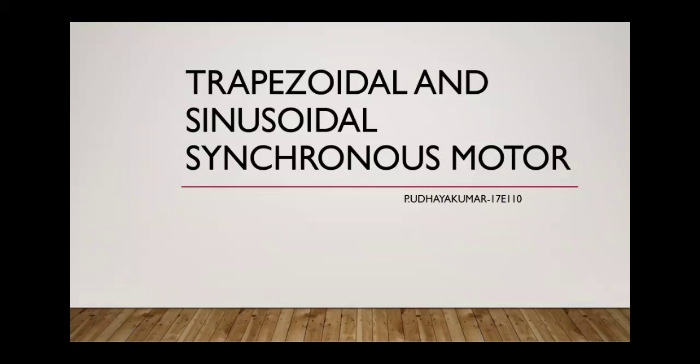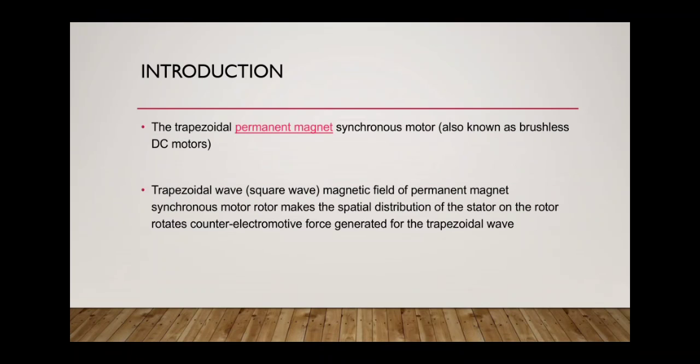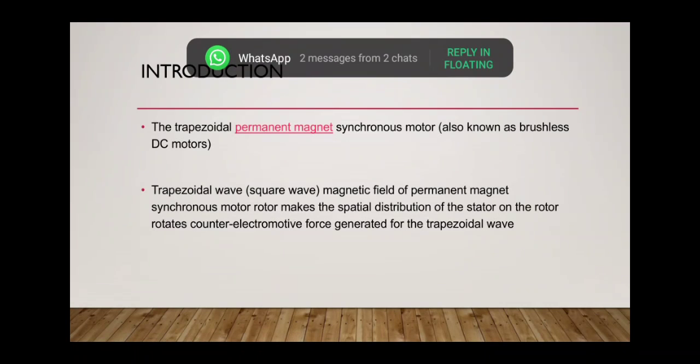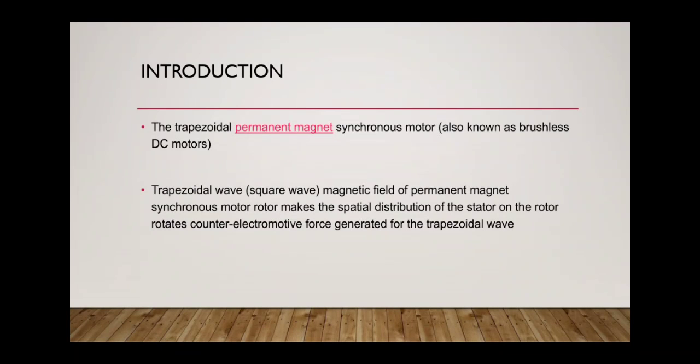Hello everyone. Now we are going to see some topics about trapezoidal and sinusoidal synchronous motors. First, let's start with the introduction. Normally, trapezoidal permanent magnet synchronous motors are also known as brushless DC motors because trapezoidal motors have square waves. Trapezoidal wave magnetic field of the permanent magnet synchronous motor and its rotor makes the spatial distribution of the stator, and the rotor rotates, counter electromotive force generated from the trapezoidal wave.